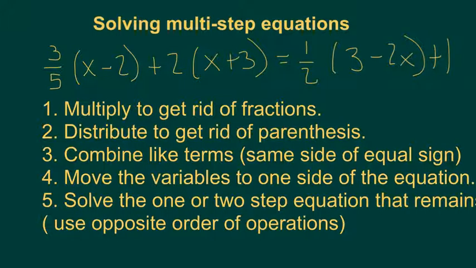Here we have a 3/5 and a 1/2. I'd be multiplying by a common multiple of the denominators, which in this case would be 10. And when you do that, it's going to end up getting rid of the fractions in the whole problem. Step 2 would be to distribute, to get rid of parentheses.